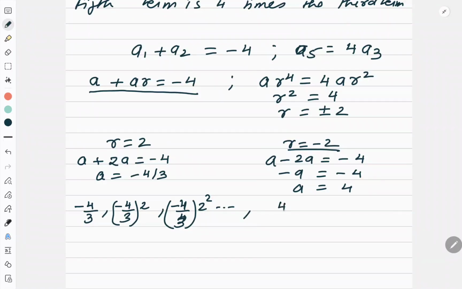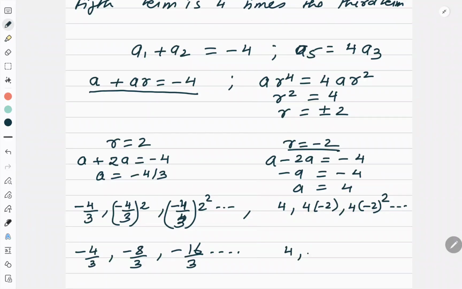And my other GP will be 4, then 4 into minus 2, then 4 into minus 2 square, and so on. Now here minus 4 by 3, minus 8 by 3, minus 16 by 3, and so on. Okay. And this side, what will be the answer? 4, minus 8, 16, minus 32, and so on. So R is the same, so here also the same, and we are done. But we have considered both the cases.